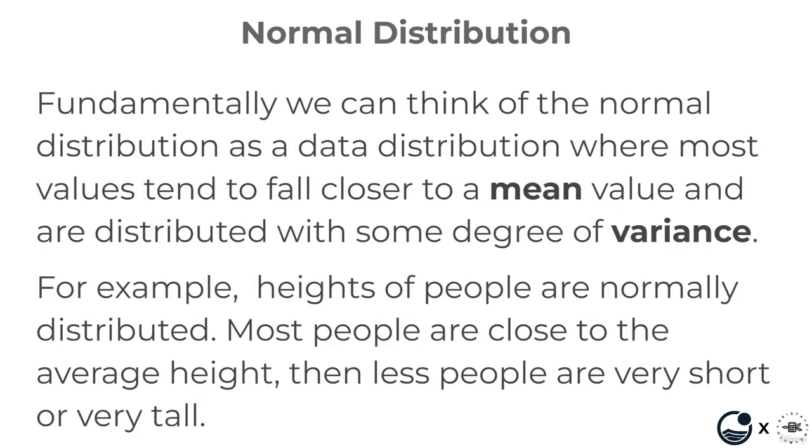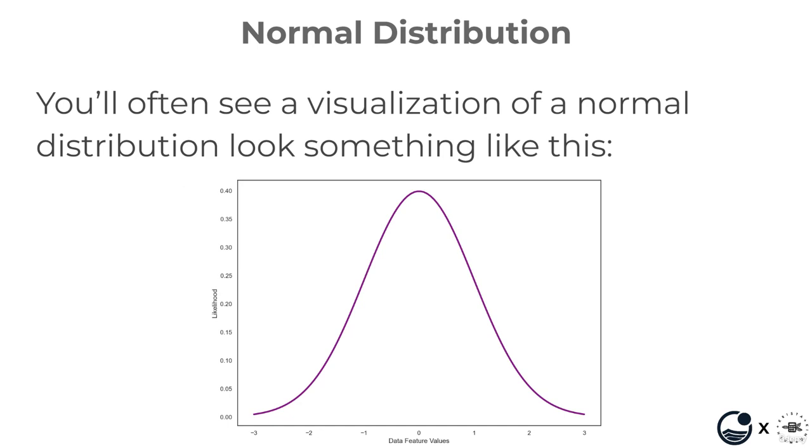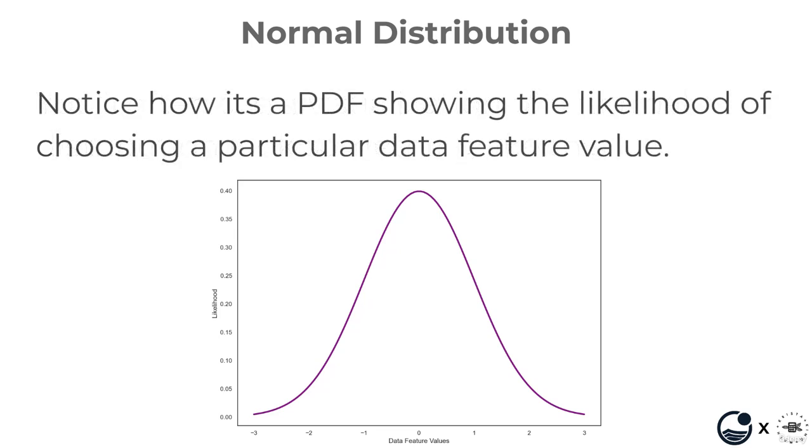Fundamentally, we can think of the normal distribution as a data distribution where most values tend to fall closer to a mean value and then are distributed with some degree of variance. For example, heights of people are normally distributed. Most people end up being closer to the average height. Then fewer people are either going to be very short or very tall. So you'll often see a visualization of a normal distribution look something like this, where most values tend to be closer to the mean, and then you have the tails, which indicate lower probabilities.